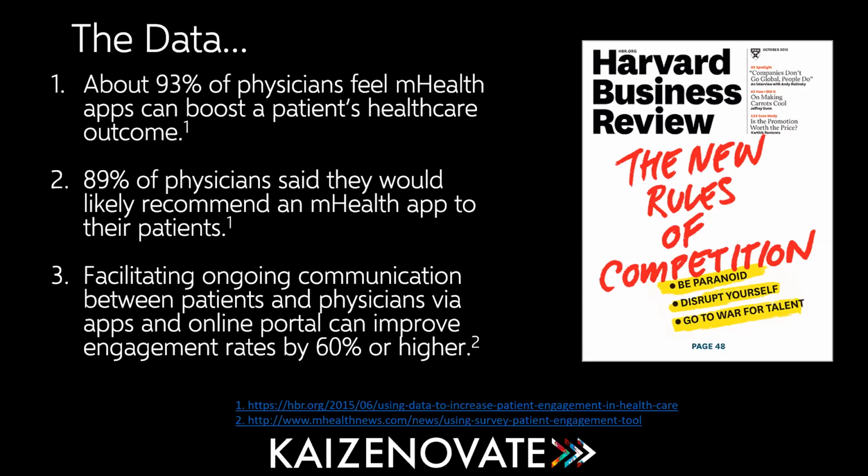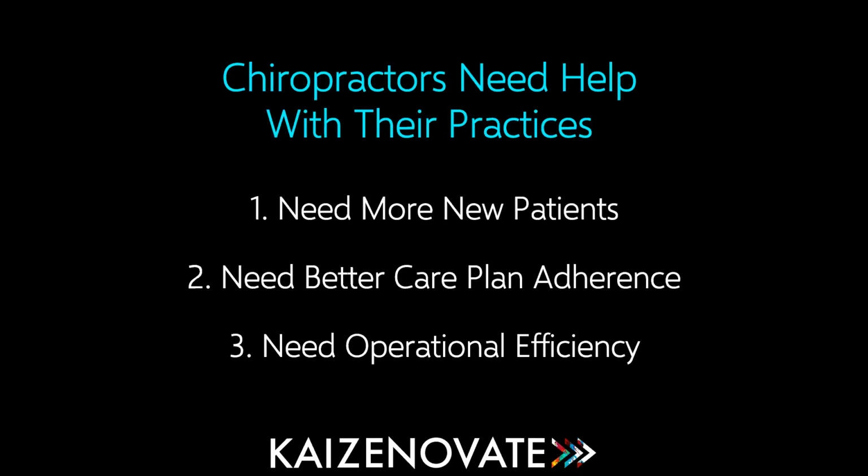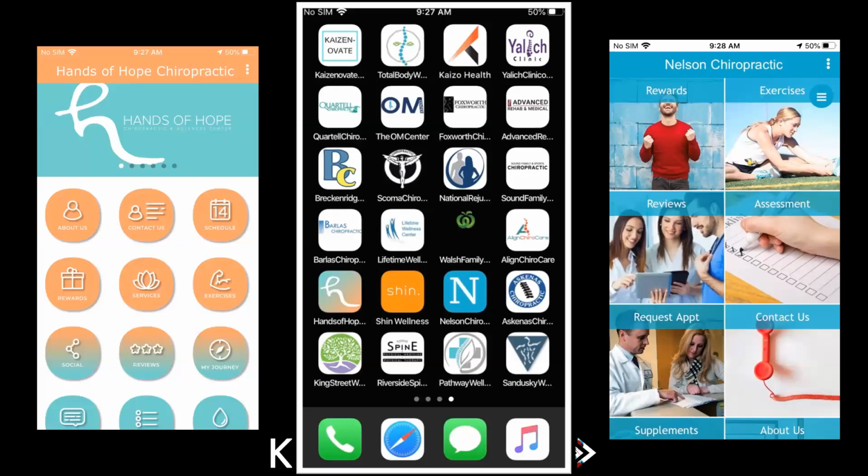So again, we're talking about engagement, right? Maintaining connection with our patients, making sure they adhere to their care plans, making sure they refer other patients into the practice. This is all data-driven, and it's data-driven not just from external sources like the Harvard Business Review or the Journal of Medical Internet Research, but we've been able to prove it with real-life data of over 1,000 patients. So we know that chiropractors need more help with their practices. They need more new patients. They need better care plan adherence, and they need operational efficiency.